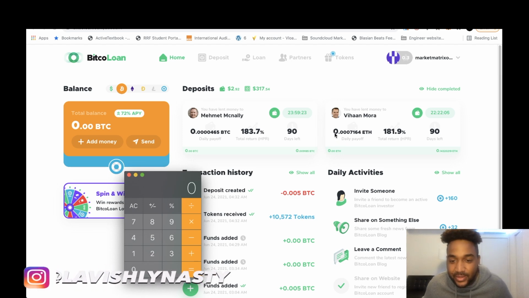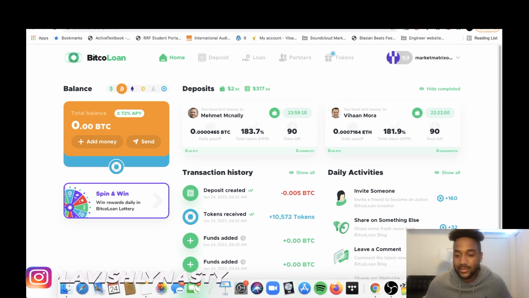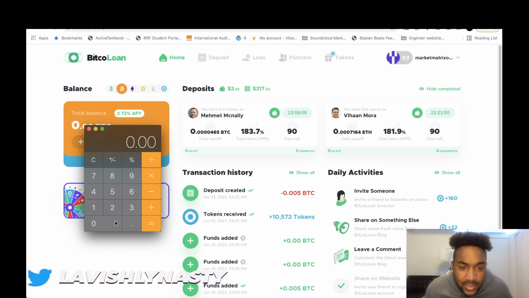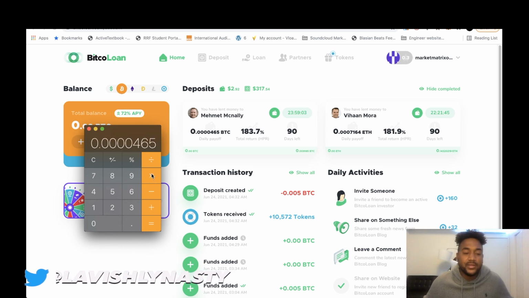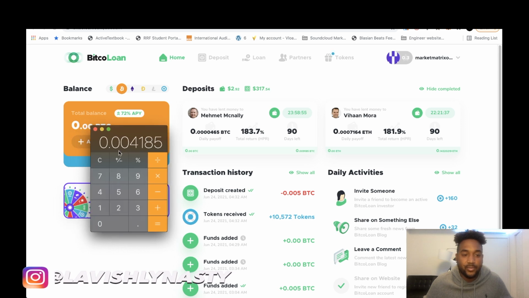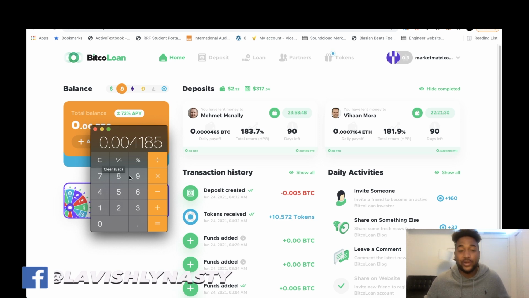Alright, so look. We got 0.00717. Right now I'm making 1% Bitcoin a day, right? I put about 150 in. Forget the Bitcoin. 0.000465, that's every single day times 90. It's gonna be 0.004185. Now, if I do this every single day, all the money I make, I compound it over and over and over and over.